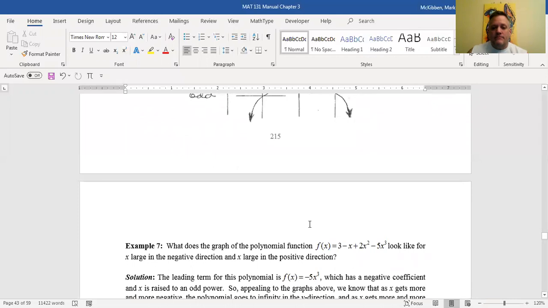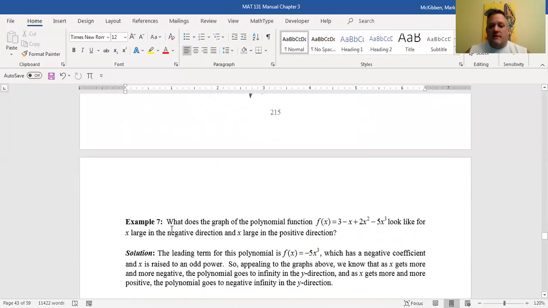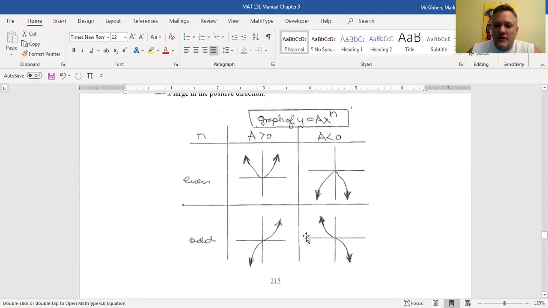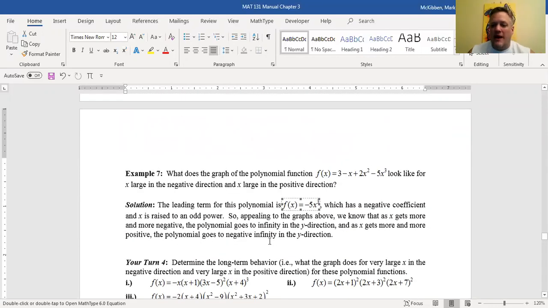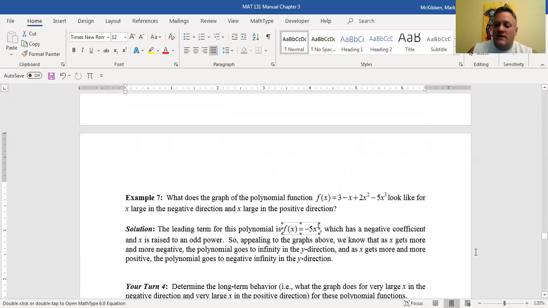Okay. All right, so let's look at this, for example. What does the graph of the polynomial function, this guy, look like for x large in both directions? Well, what we know is that the leading term is the term of highest degree, which is your minus 5x cubed. That graph is of this sort. It's a negative a with an odd multiplicity. And so we know that as x goes to minus infinity, it goes to plus infinity. And as x moves to the right, it goes down to minus infinity. Right? So it tells you what happens in the tails, basically, for x very, very large in either direction.